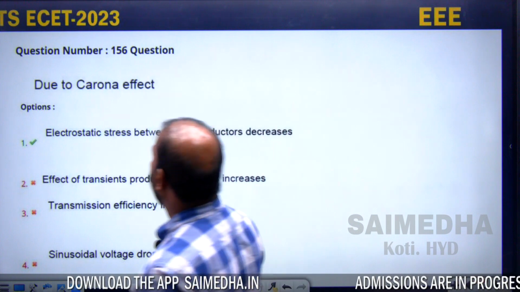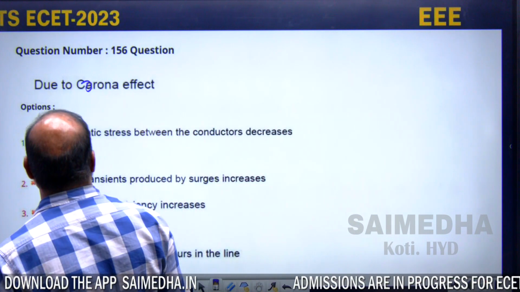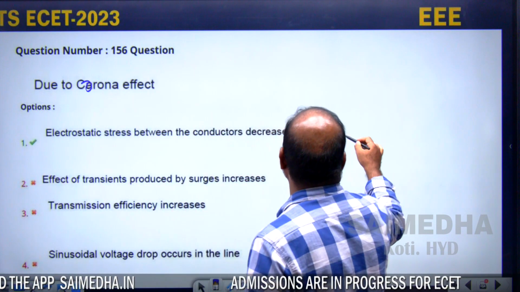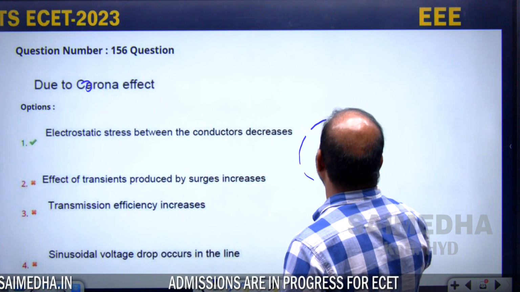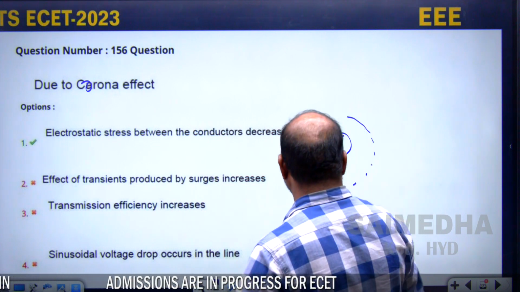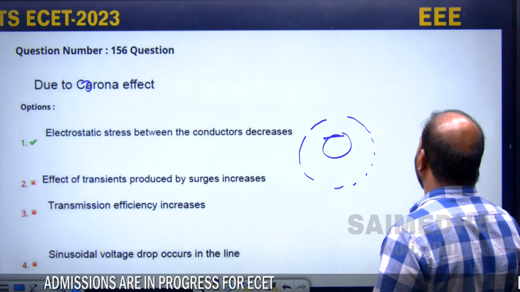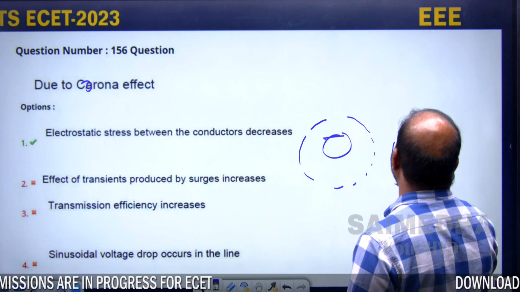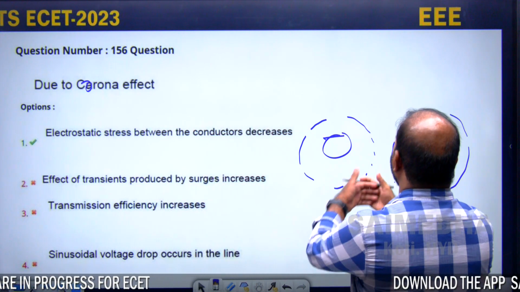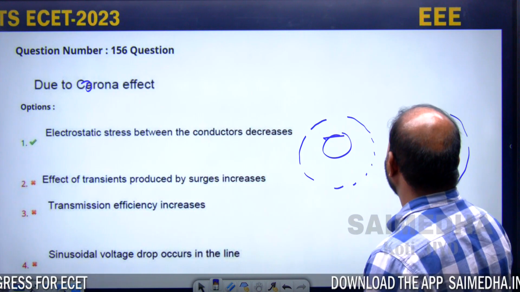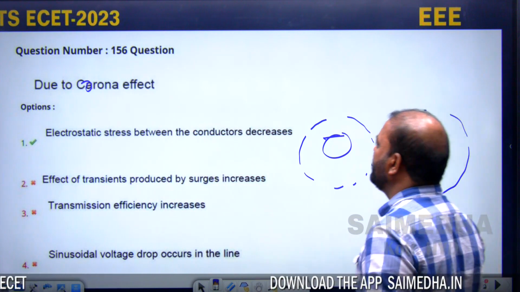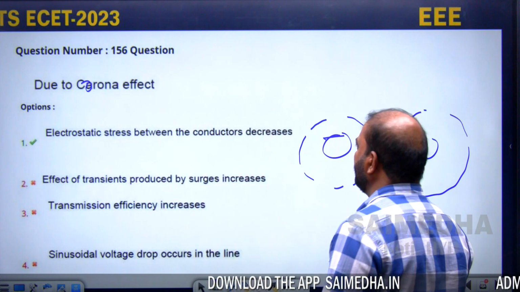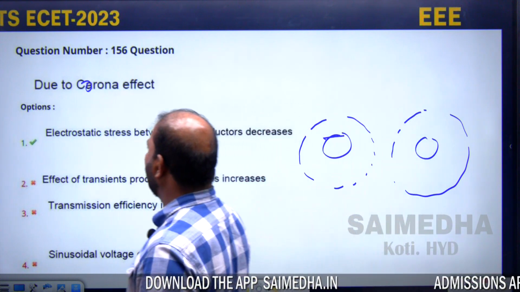Due to the corona effect, what will happen? The virtual diameter of the conductor will increase. Why? Because the air is conducting now. So the electrical field stress between the two conductors will decrease. This is the right one.